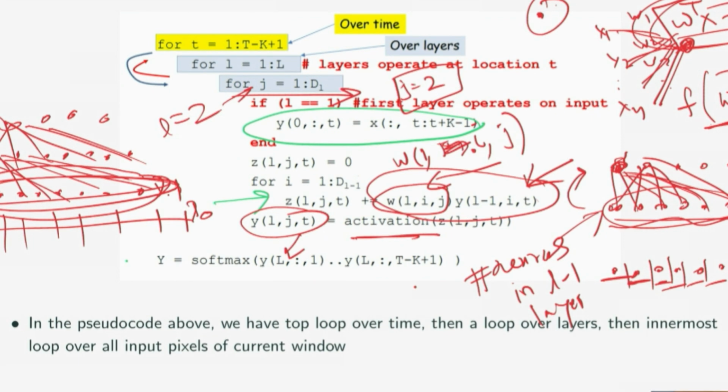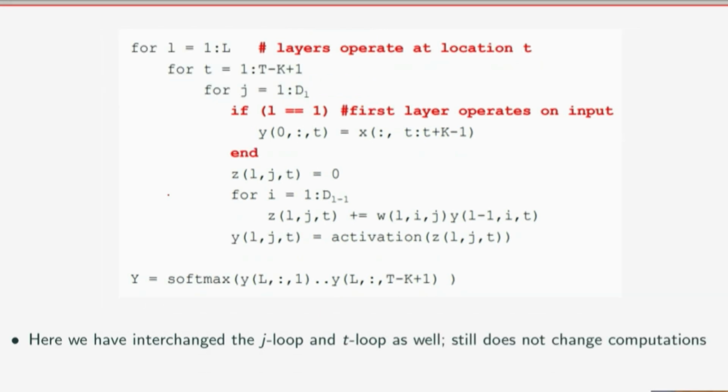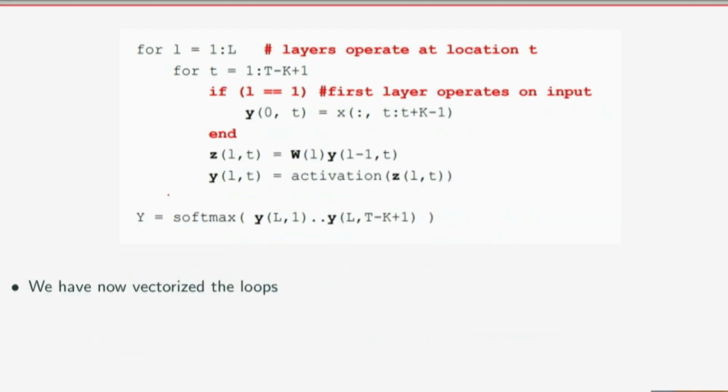This is different from all the others. So TLJ, LJT, LTJ. There are 3 variants we have seen, and none of them changes the computation. That's interesting. I guess one of these is useful if I want to vectorize, so I guess the LTJ loop. That's why we came here. The LTJ loop is easier to vectorize.